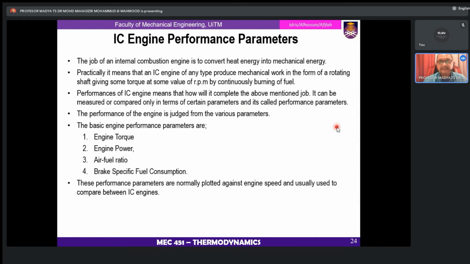The engine performance is judged from various parameters. So the basic engine parameters that will be discussed here focus only on engine torque, engine power, air fuel ratio, and brake specific fuel consumption. Normally we plot these parameters against engine speed, and they are usually used to compare between IC engines.